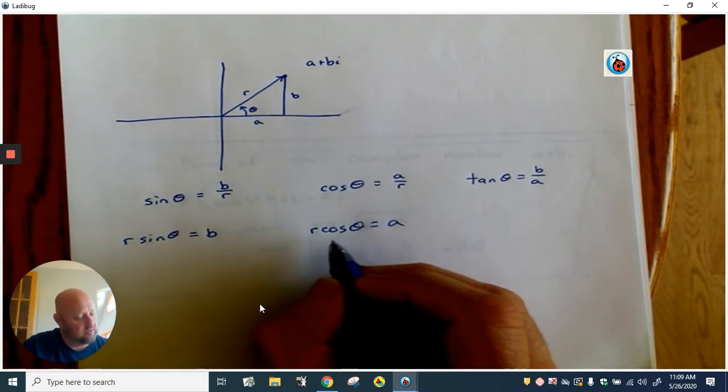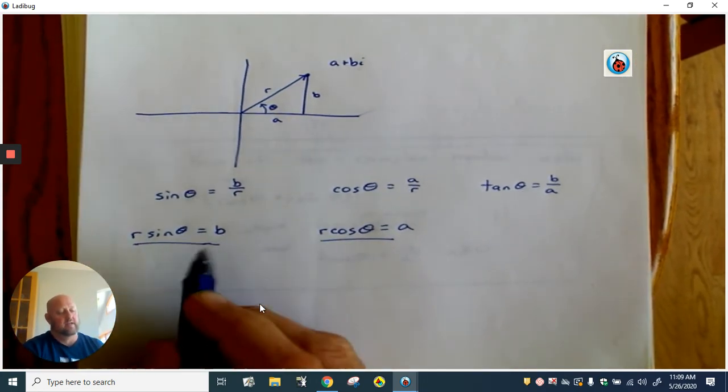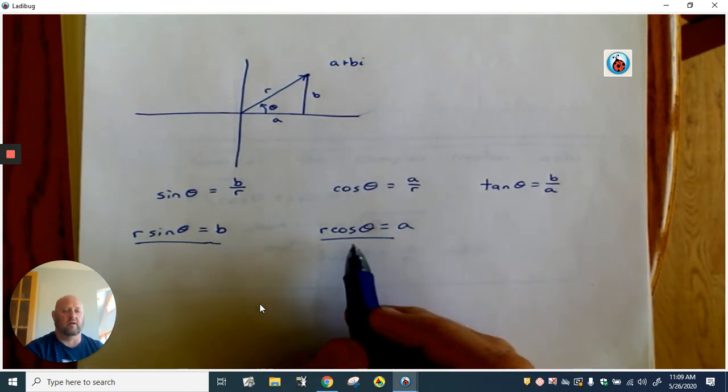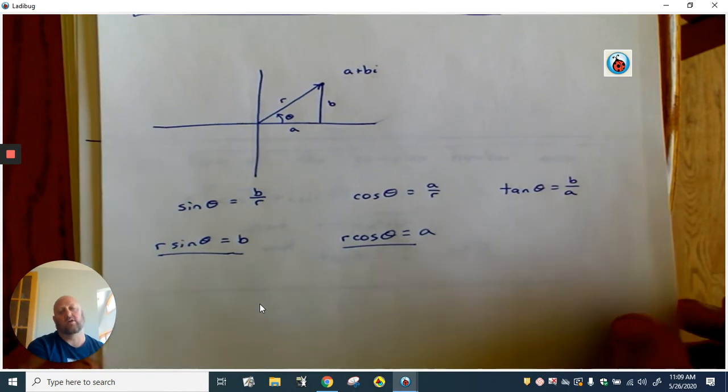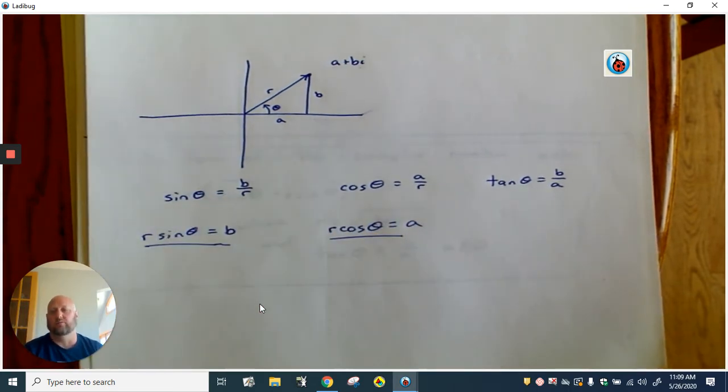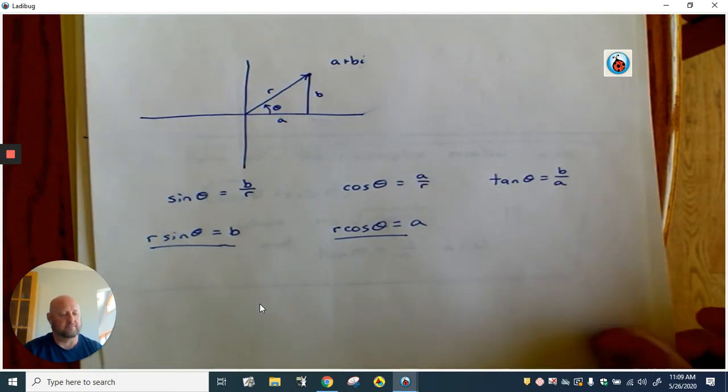So these two rules right here, that b is going to be equal to r sine and a is going to equal r cosine, that actually is going to help us be able to convert. Because the main objective here is to be able to take an imaginary number in rectangular form and put that into polar form and vice versa. Basically we just want to be able to go back and forth. These are going to be the rules that allow us to do that.